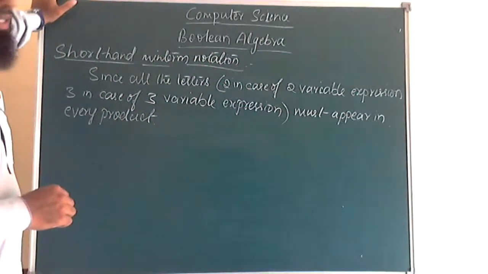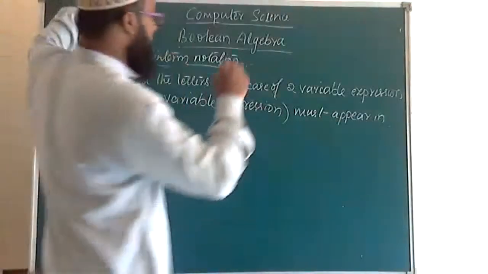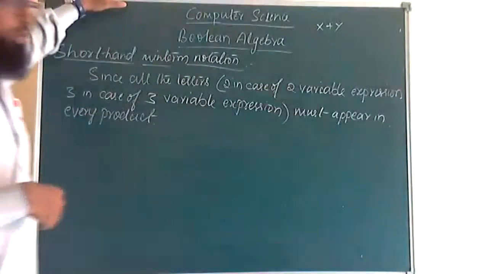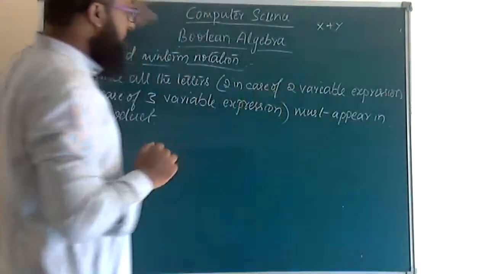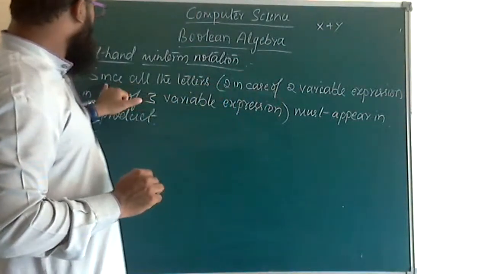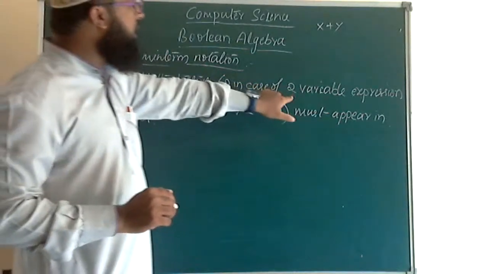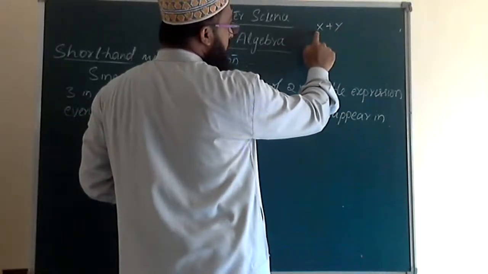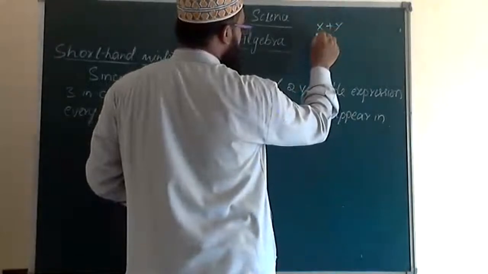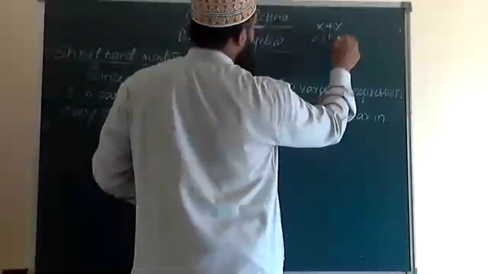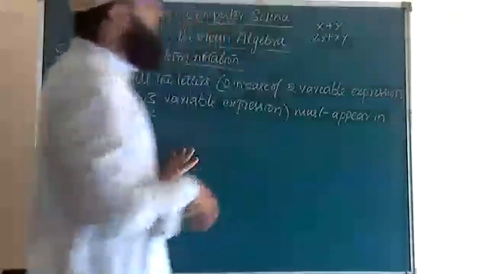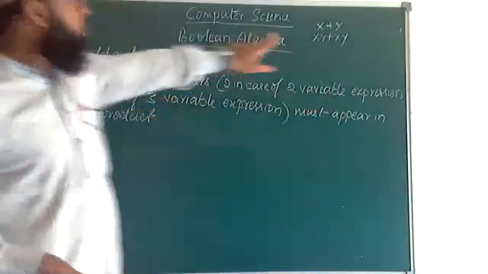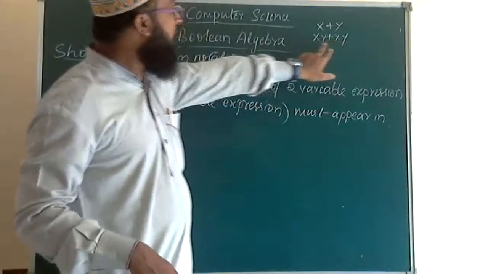In the previous class I have explained this. If I take x plus y as one expression, here two, since all the letters, it means two letters in case of two variable expression. Here two variables are there, but both are different variables. So these two variables must be present in every product.